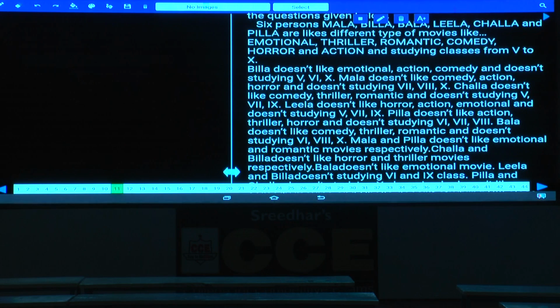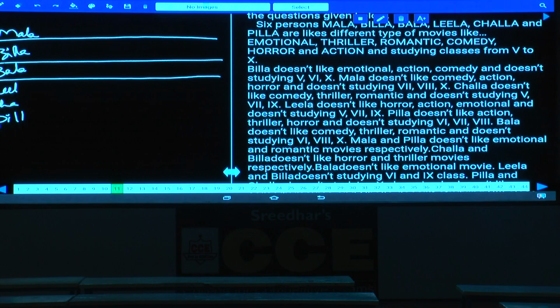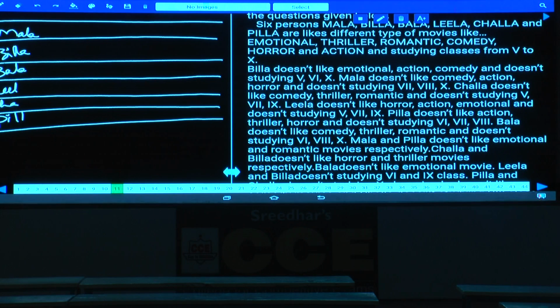Now who are the persons here? Mala, next one Billa, next one Bala, next one Leela and Challa, and next to Challa is Pilla. 1, 2, 3, 4, only 6 persons, and Pilla. Now 6 persons. Now we need to know the movie they like, and at the same time, what is the other parameter here? The class they are studying, isn't it? Now let us take this as the class and this as the movie.